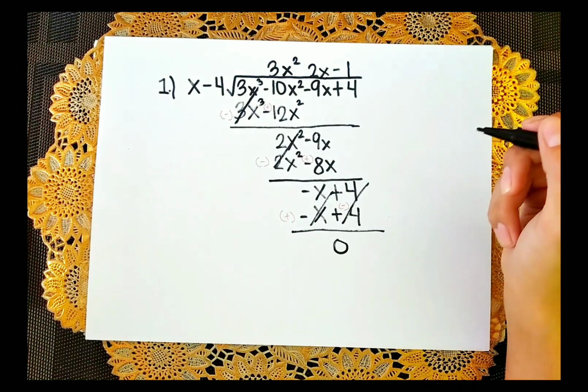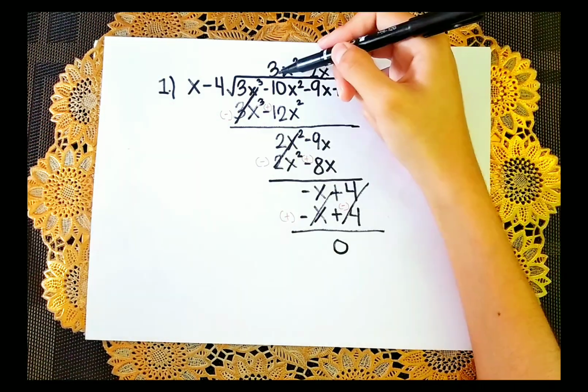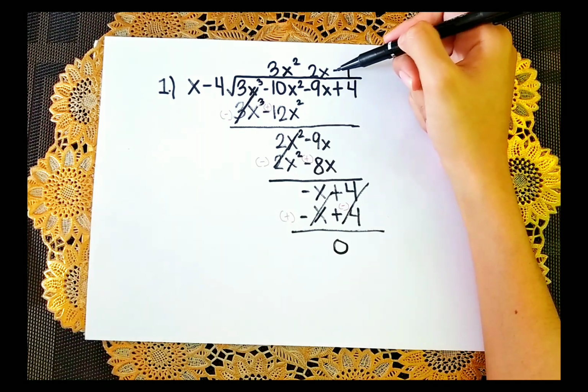So it means that the quotient of this polynomial is equal to 3x squared plus 2x minus 1.